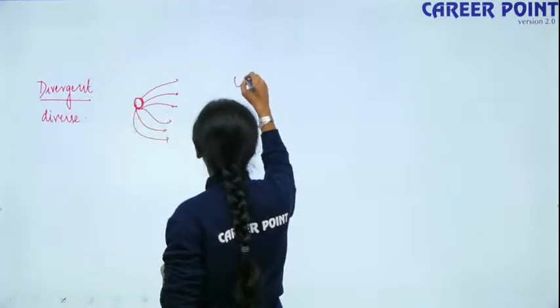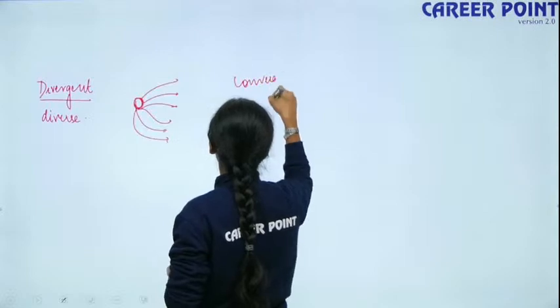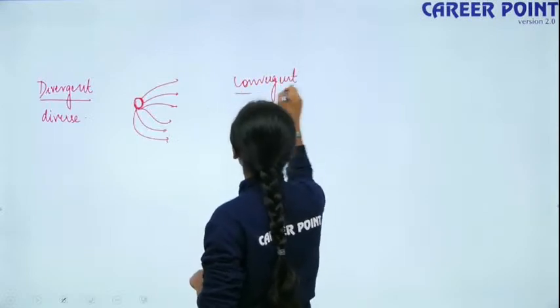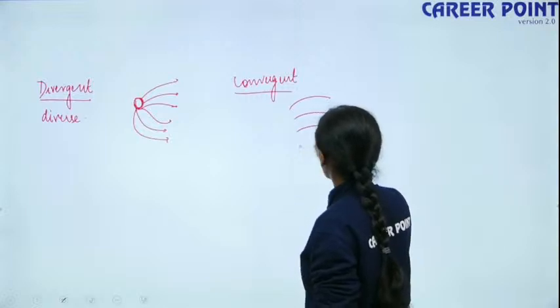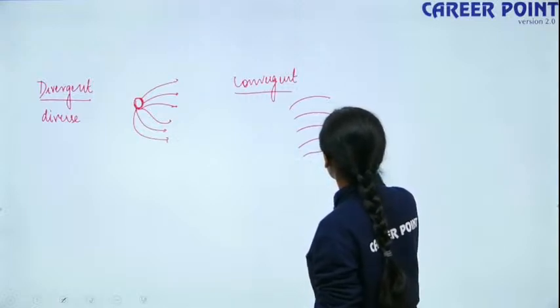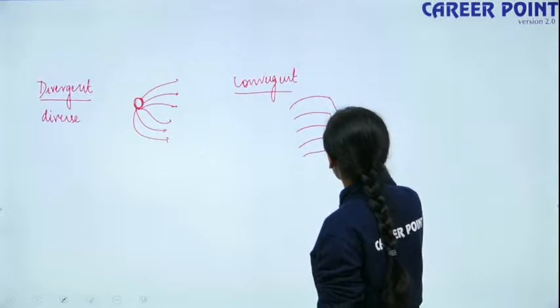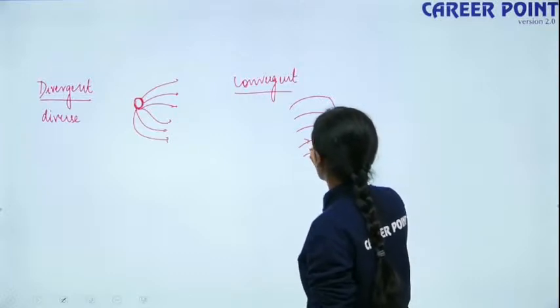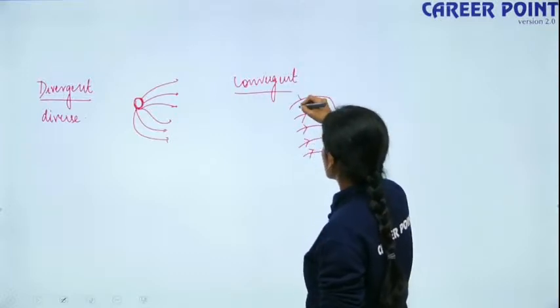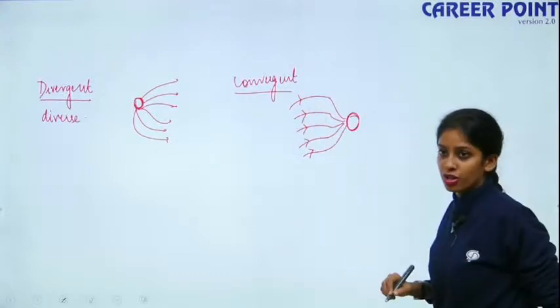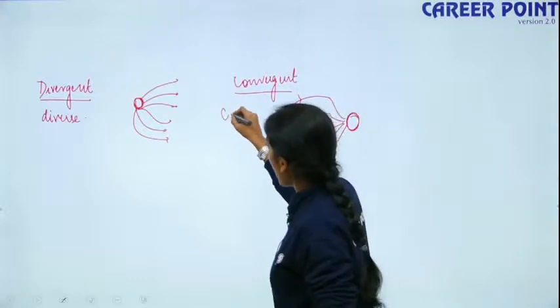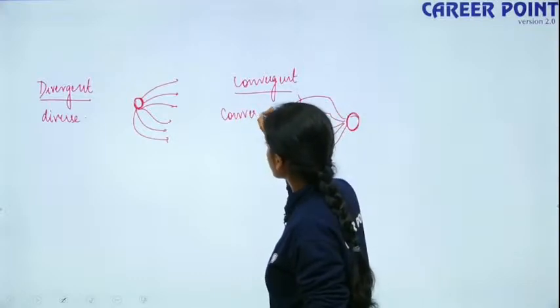Now what is convergent evolution? It starts from various points and it meets at a particular point. So this is known as convergent. This is divergent, this is convergent. They converge at a common point.